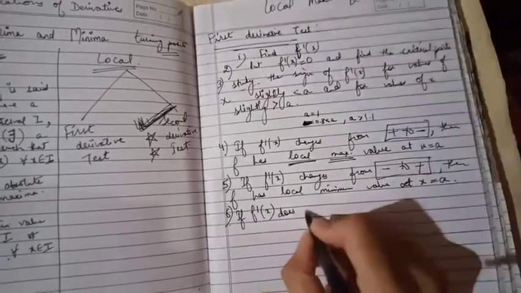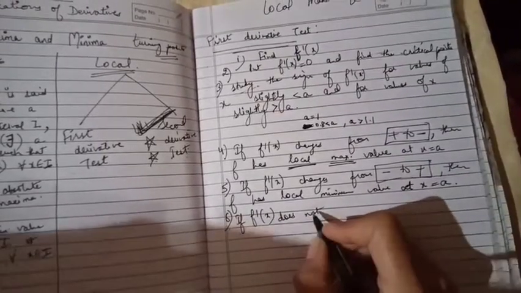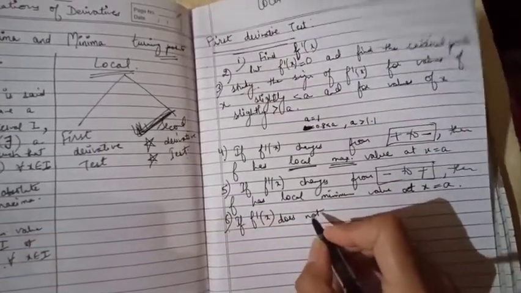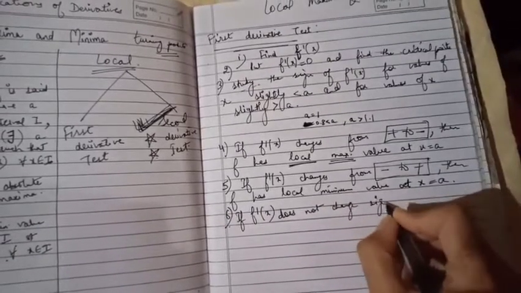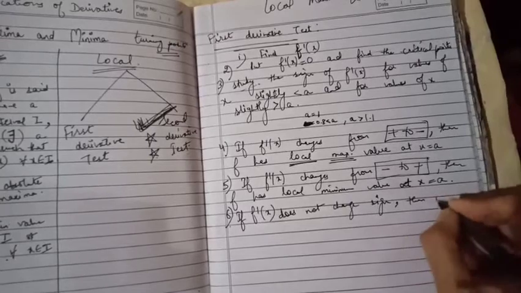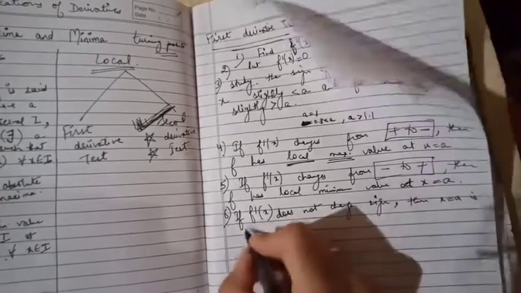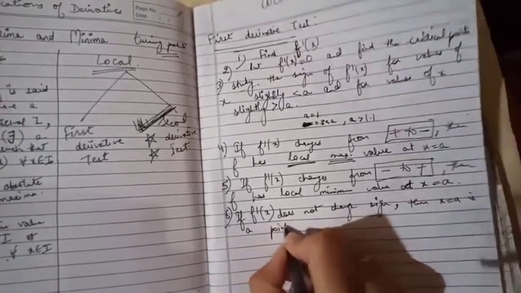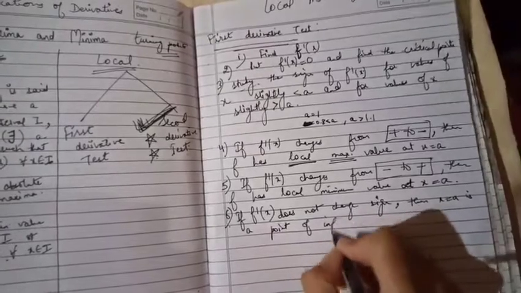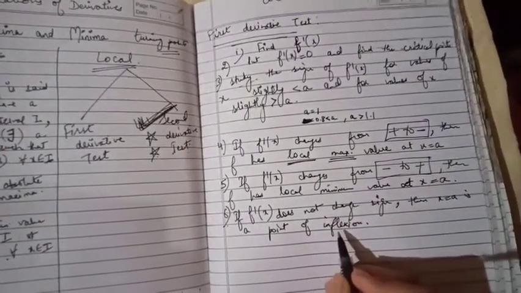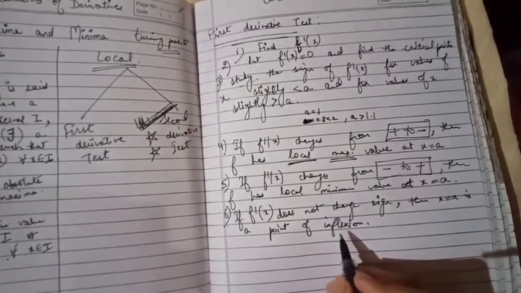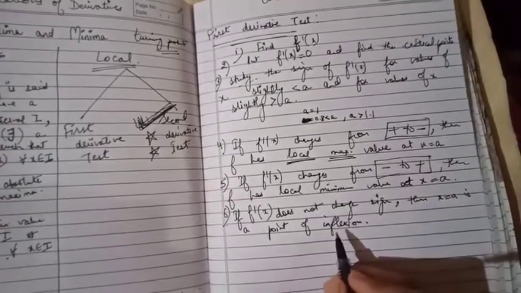The last case is if f dash x does not change sign. If the sign doesn't change, then what will happen? Then we can say that the point is a point of inflection. That means the point is neither a local maximum nor a local minimum. Clear? This is the way.